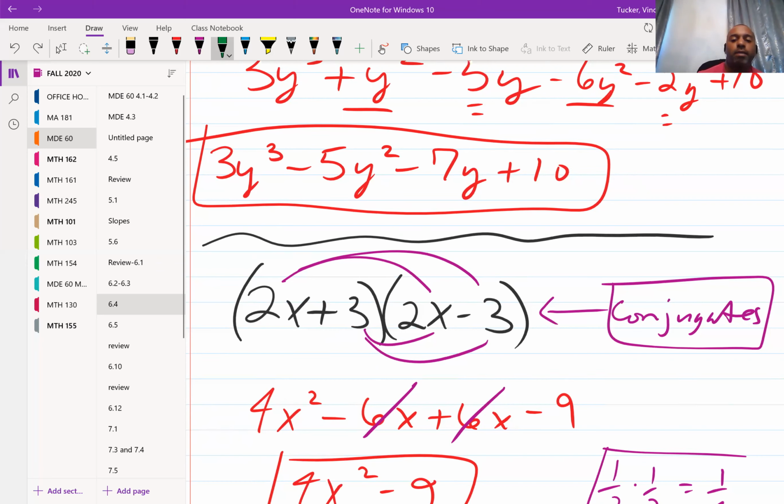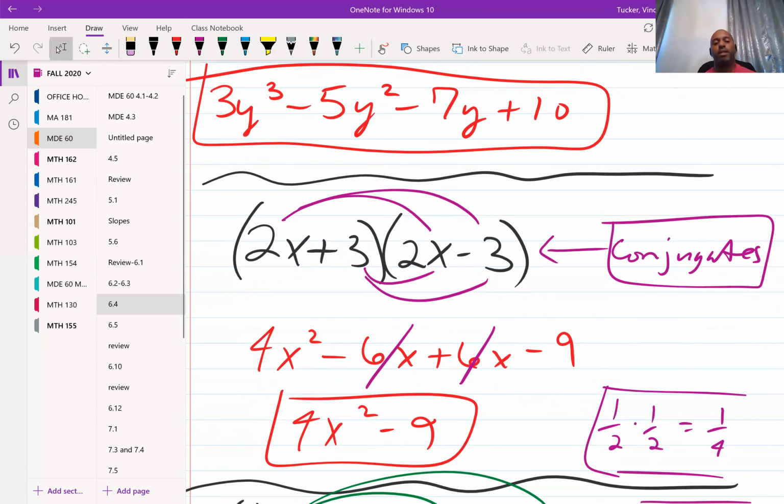But 2x times 2x is 4x squared. 2x times negative 3 is negative 6x. 3 times 2x is positive 6x. And then 3 times negative 3 is negative 9. And so, like I mentioned, whenever you have this type of scenario, the middle terms, 6x and negative 6x, will cancel out and leave you with just 4x squared minus 9.